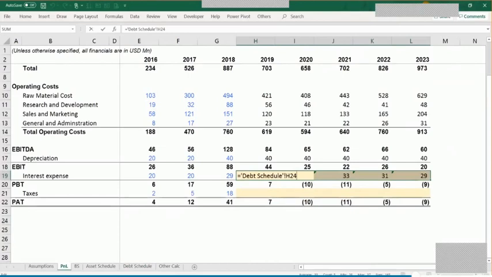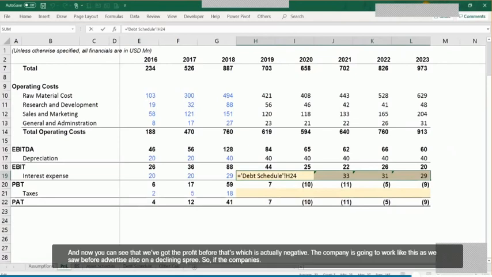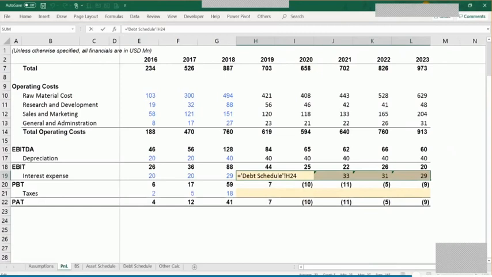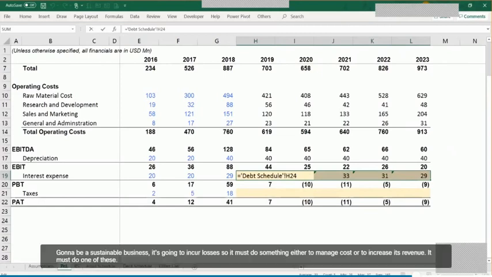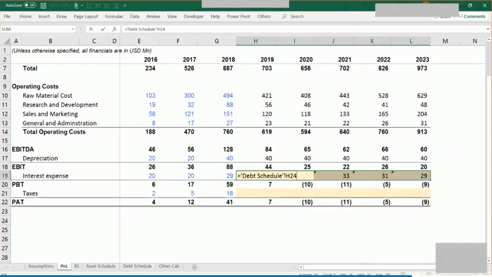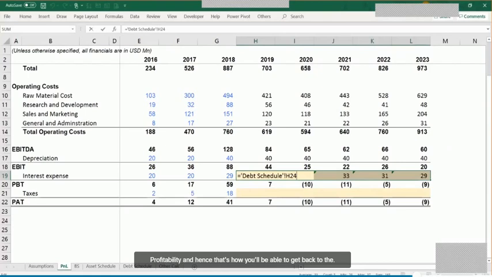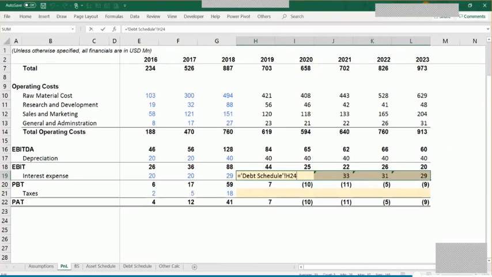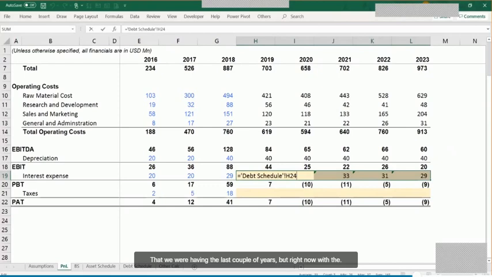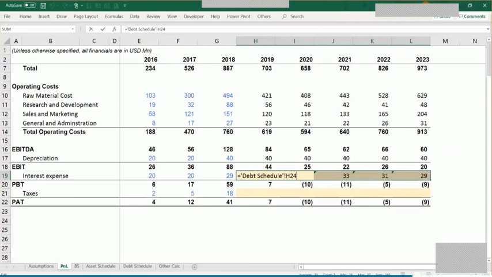And now you can see that we've got the profit before tax, which is actually negative. So if the company is going to work like this, as we saw before, that EBITDA is also on a declining spree, obviously it's not going to be a sustainable business. It's going to incur losses. So it must do something either to manage the cost or to increase its revenue. It must do one of these two things to be able to increase its profitability, and hence that's how you'll be able to get back to the positive profits that we were having the last couple of years. But right now, with the level of assumption that we have got, we see that it is negative.